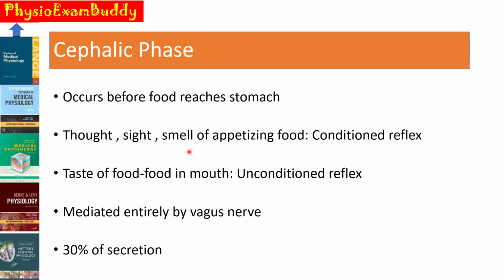And the secretion can also happen if you place the food in the mouth, that is the taste of the food will produce the secretion in the stomach, and it is because of the unconditioned reflex. So the cephalic phase is mediated entirely by the vagus nerve, and during this phase 30% of the gastric secretion happens.